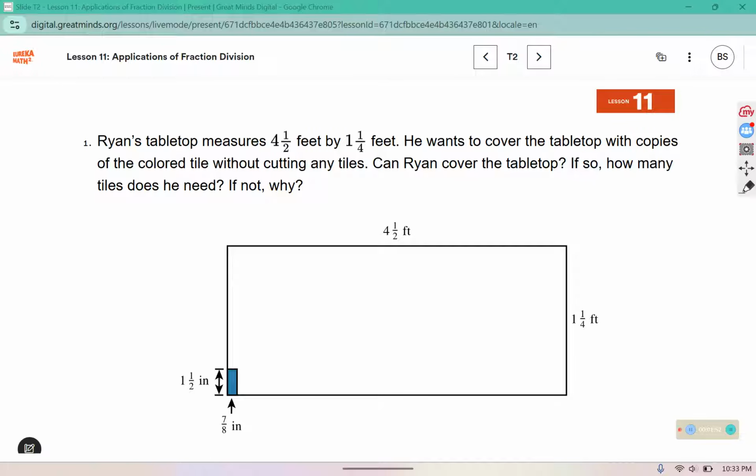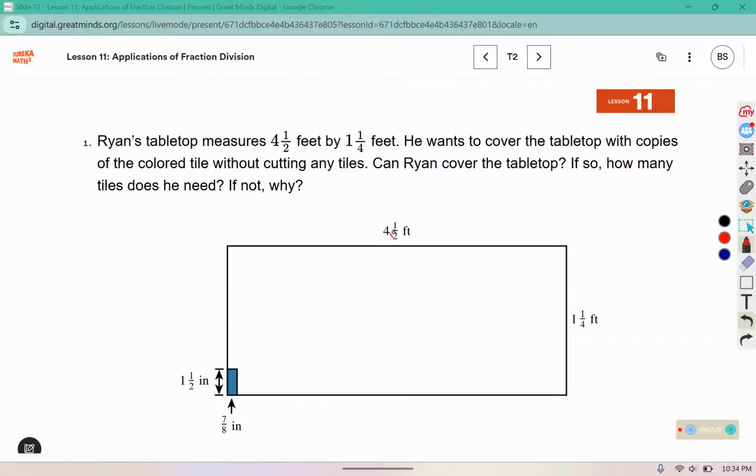Ryan's tabletop measures 4.5 feet by 1.25 feet. He wants to cover the tabletop with copies of the colored tile without cutting any tiles. Can Ryan cover the tabletop? If so, how many tiles does he need? If not, why? The first thing I notice is the tiles are measured in inches, but the tabletop is measured in feet. So let's start by converting these to inches.